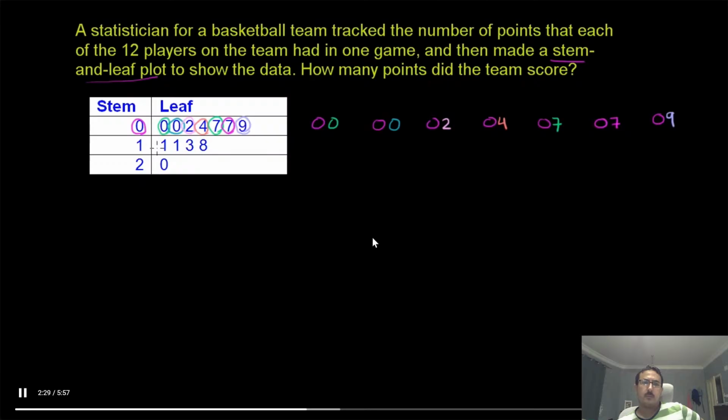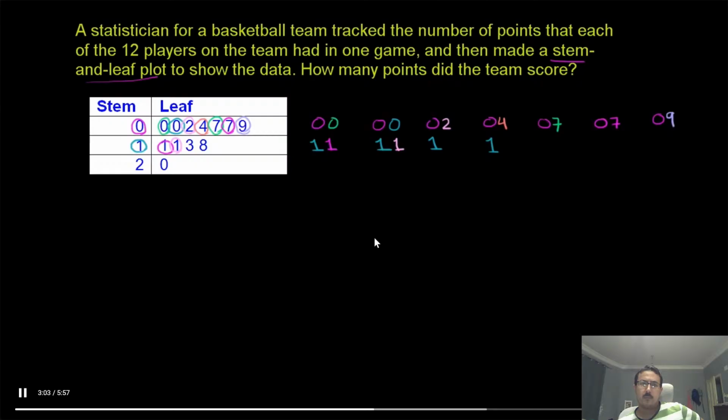Now let's go to the next row in the stem and leaf plot. Over here, all of the points start with 1 for each of the players, and there's 4 of them. So 1, 1, 1, and 1. Then we have this player over here. Their ones digit is a 1. So this player represents 11. 1 in the tens place, 1 in the ones place. This player over here also got 11. 1 in the tens place, 1 in the ones place.